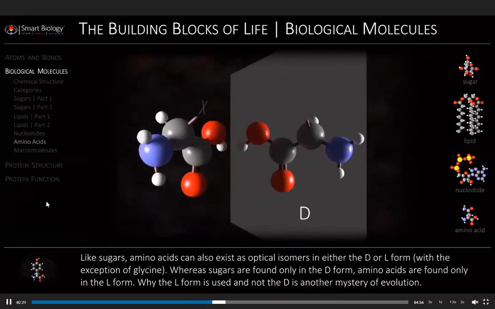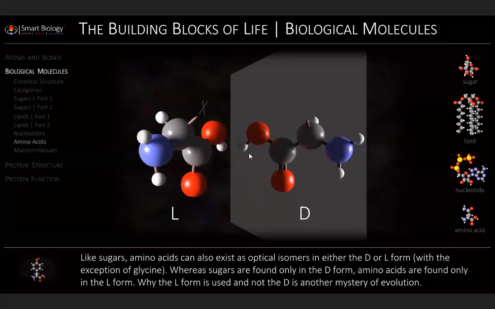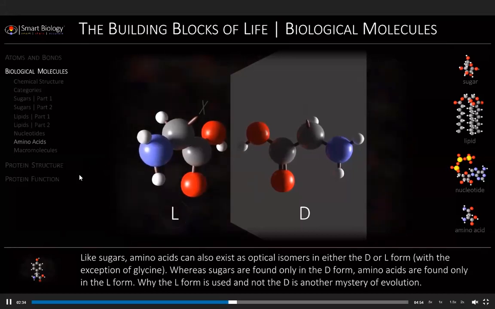So amino acids can also exist as optical isomers because the carbon is joined to 4 different groups, and then they can form these mirror images of each other. So we have the L isomer and we have the D isomer, but amino acids, unlike glucose, which is only found in the D isomer, are found in the L isomer. So we only have L amino acids and we only have D glucose. But exactly why these were selected by evolution is something that has not been defined yet.